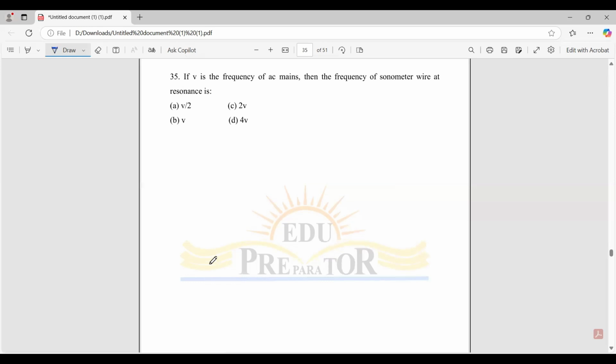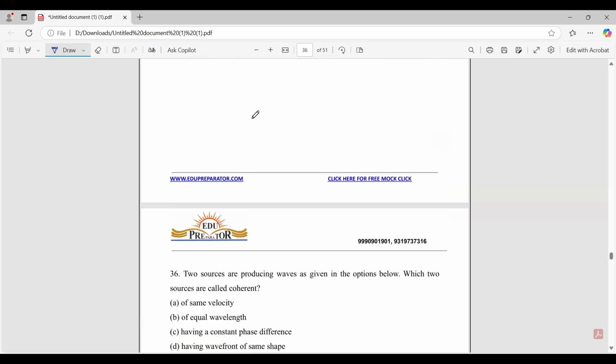You have studied in your practical, the practical of AC mains using a sonometer. The frequency, as we know, is found to be double the frequency of it. So let's keep this as a direct answer.